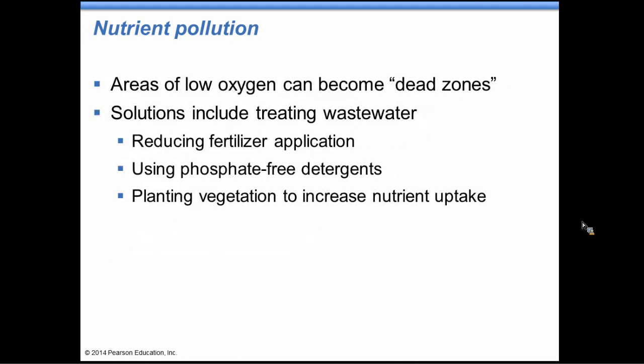We talked about this before. Areas of low oxygen become these dead zones. And our solution to this is reducing the fertilizer application, or we could use phosphate-free detergents, and also just planting vegetation along waterways can increase nutrient uptake from the water.